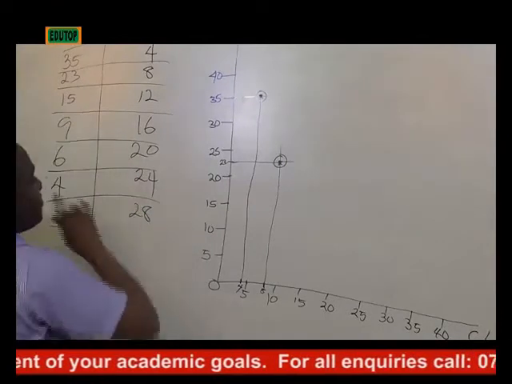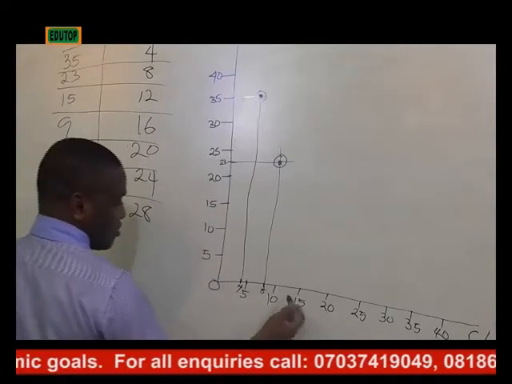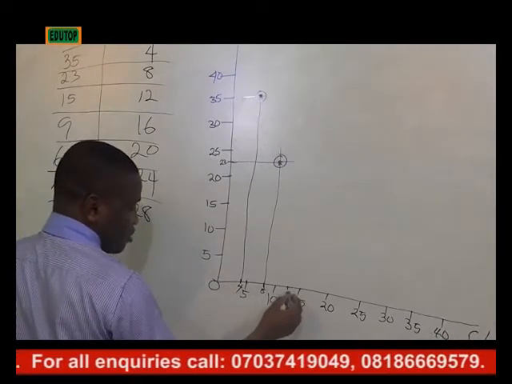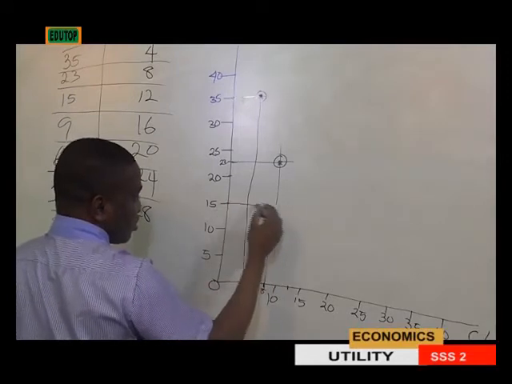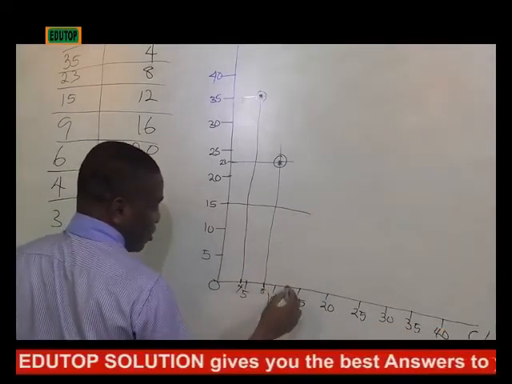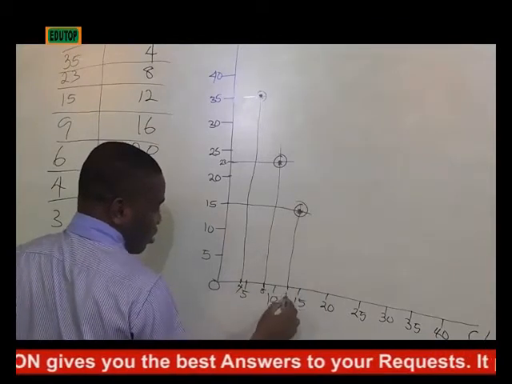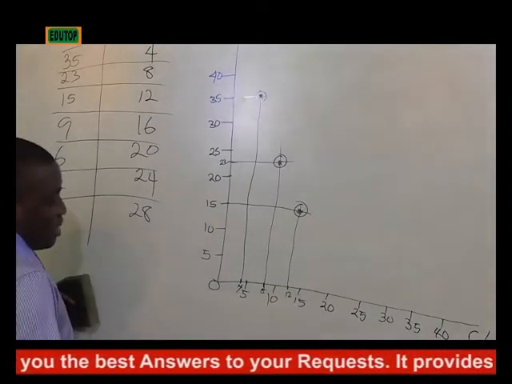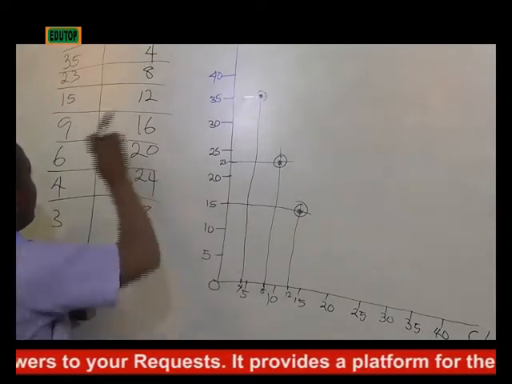Also, we have 0.15. This is 0.15, and we have it against 12. 12 will be somewhere around the middle of 10 and 15. Then we'll cross it against each other, and this is where they meet. You circle it also and write out the point so that you are clear of what we are doing.